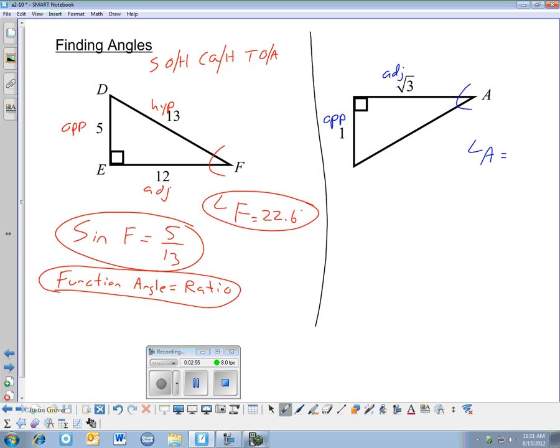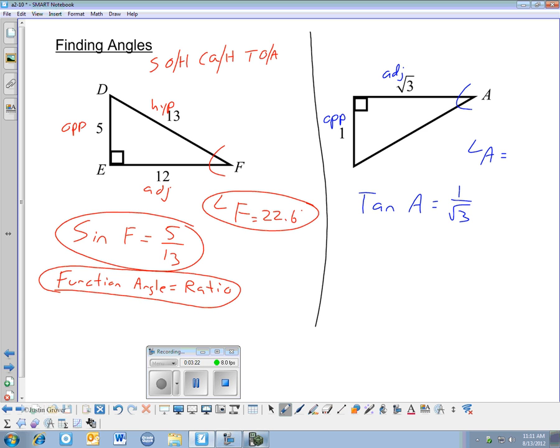And that's what's important here, as long as you have two sides, you have one of the trig ratios you can use. And so you're limited to only one trig ratio, but it doesn't matter because that'll work just fine. So the function is tangent, and that's determined by the sides that we have. Opposite and adjacent has to be tangent. Function angle is tangent A equals the ratio. Tangent's opposite over adjacent, so that's 1 over root 3.